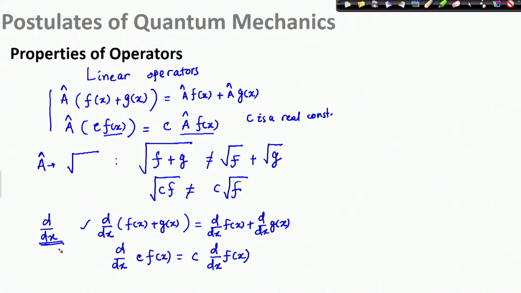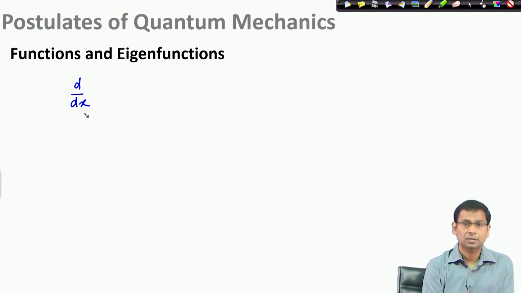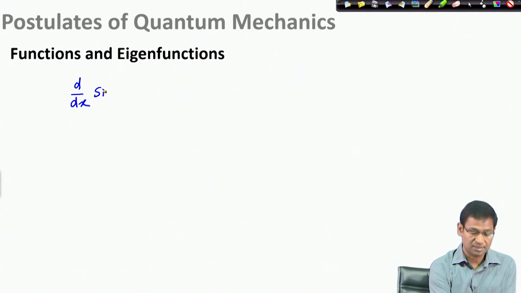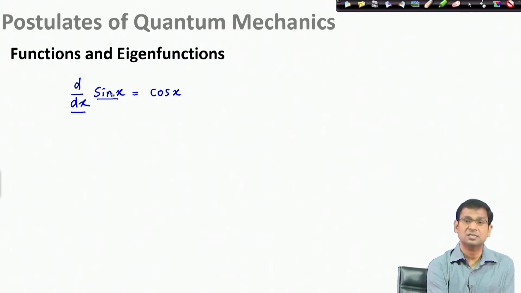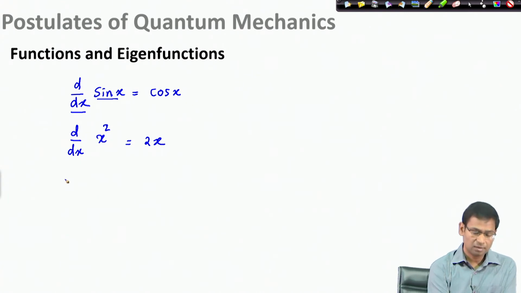For example, if I take an operator d by dx and act this operator on a function sin x, I know that I would get cosine x. So, what this operator did to this function is that it changed the function from a sine function to a cosine function. If I use the same operator, but apply it on a different function, for example, x square, then I get 2x. Again, the operator changed the form of the function from x square to 2x. I will take a third example.